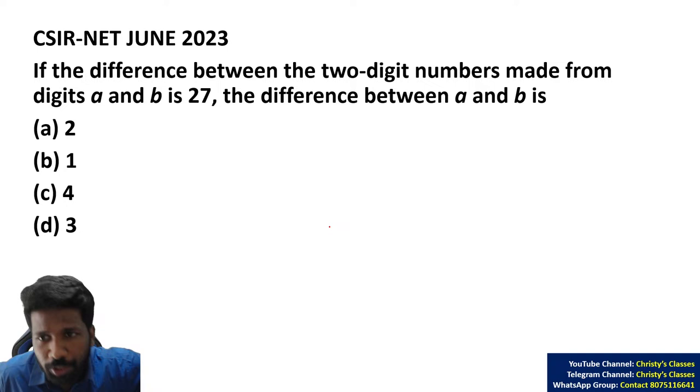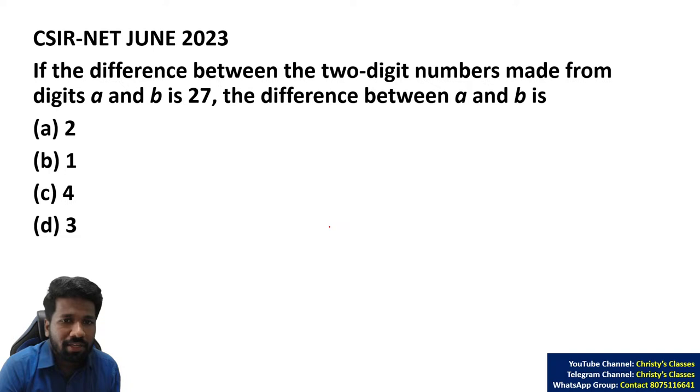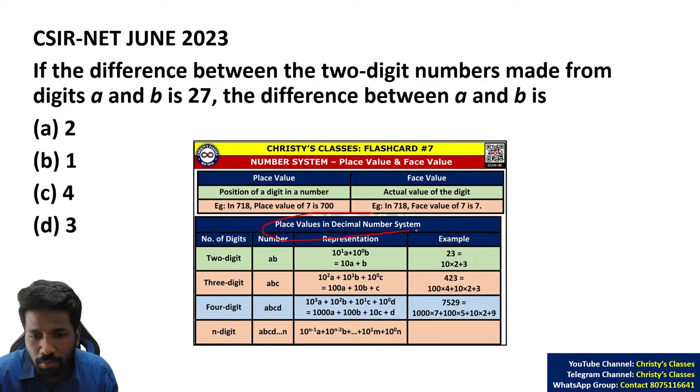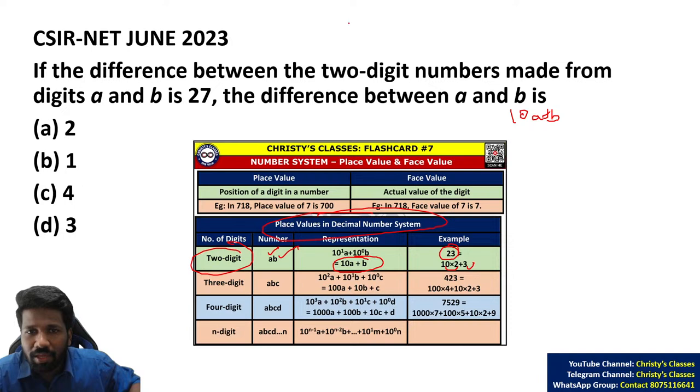If the difference between the two digit numbers made from digits A and B is 27, find the difference between A and B. How do you write a two digit number in our number system? In the decimal number system, the number system we normally use, a two digit number can be written as 10a plus b, if a and b are digits. For example, 23 is 10 into 2 plus 3. So I am writing this two digit number as 10a plus b.